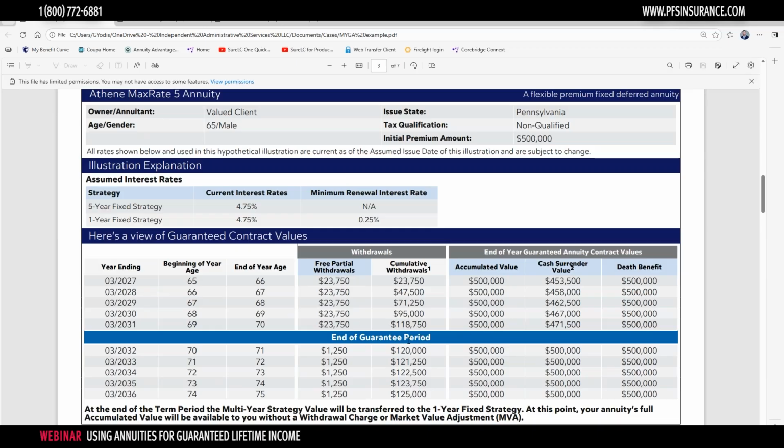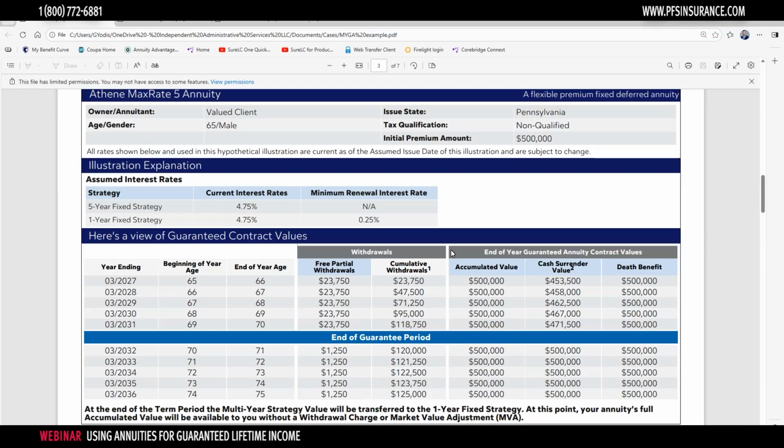Now, at the end of the guarantee period, you can just roll that over into another 5-year MYGA. Now, the interest rate may be different, because based on interest rates, it may be down a little bit. It may be up. So this is just showing a base guarantee of what he's going to receive. But you would just continue those withdrawals, calculated based on whatever the new interest rate is. But he still would never touch his principal.